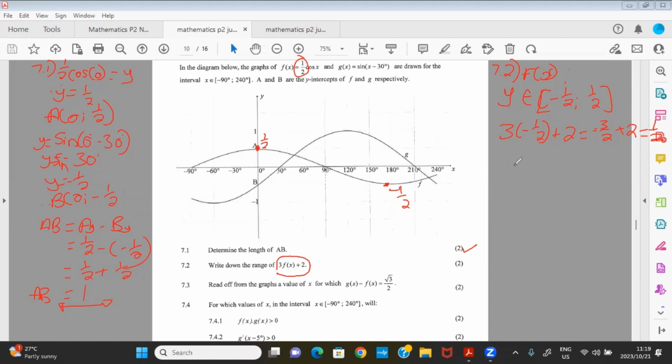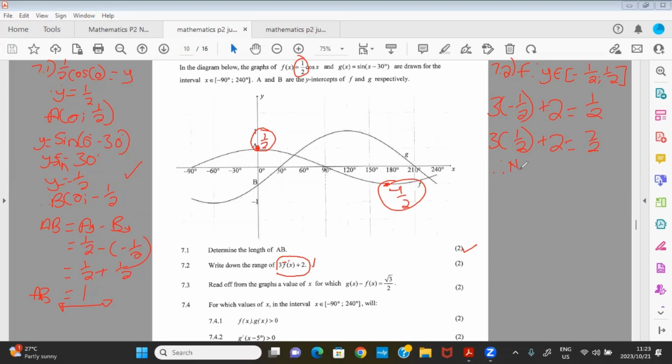Now I'm going to my maximum value. That's going to be 3 times positive half plus 2. Are you guys checking there? This one is going to be 7 over 2. My new range will be: y is an element of half to 7 over 2. So that's an easy way, and you can see it's just the 2 marks.